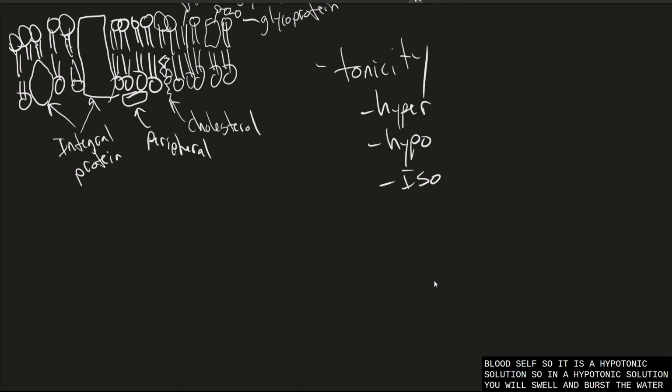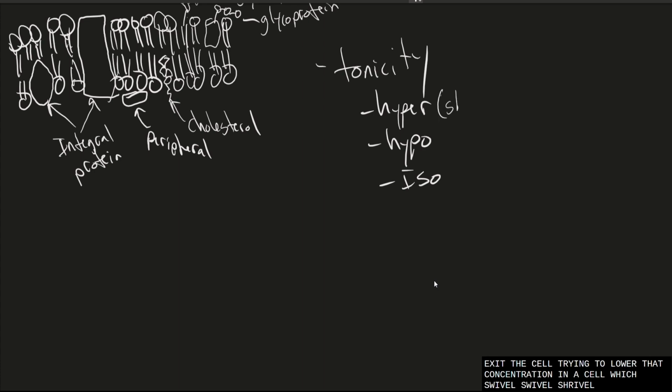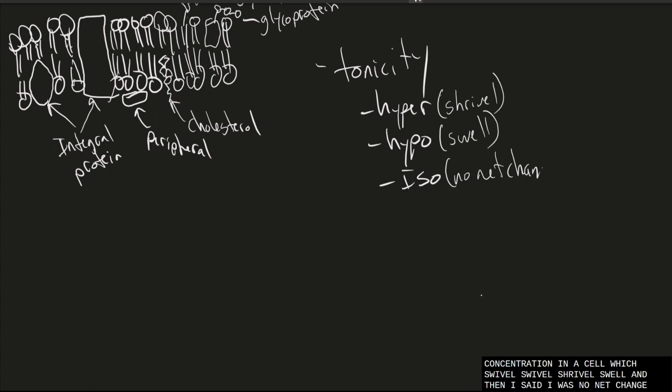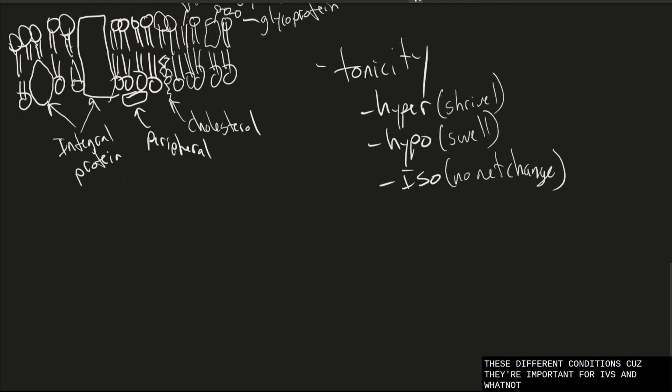So the water will actually come into the blood cell to try to decrease the concentration inside, and the red blood cell will burst. Whereas if it's a hypertonic solution, the concentration outside is much higher of solute, so water will exit the cell trying to lower that concentration, and the cell would shrivel. So shrivel, swell, and then iso is no net change. But make sure you understand what could happen to a red blood cell under these different conditions, because they're important for IVs and whatnot.